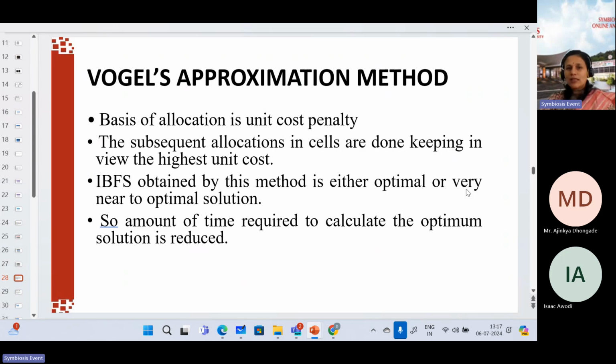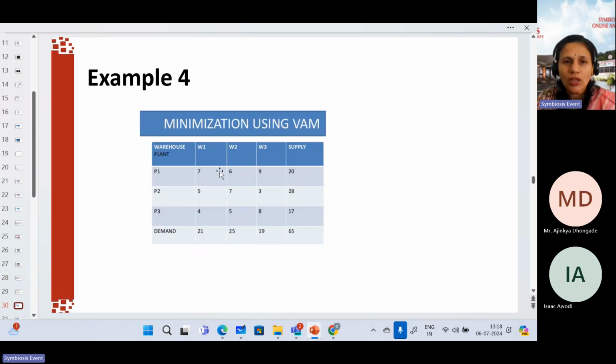This method is assumed to be the best. It is possible you will receive the optimal solution here itself. This is the best solution that I'm looking forward to. So let us take the same problem, but I'm going to do it with the third methodology, that is Vogel's approximation method.